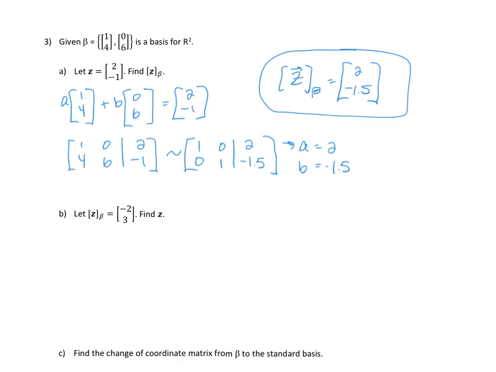Now I'm given the coordinate vector for z with respect to the basis beta is negative 2, 3, and I want to find the z. So this is the reverse of the previous problem. So this time I'm given weights, negative 2 and 3. The weights are given, so I'm just going to put those weights on the basis and I get negative 2, and then negative 8 plus 18 is 10. That is the vector z.